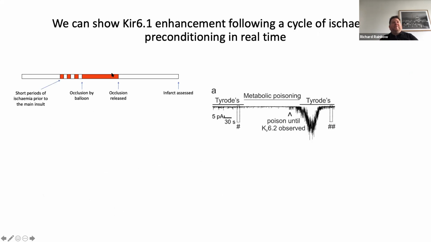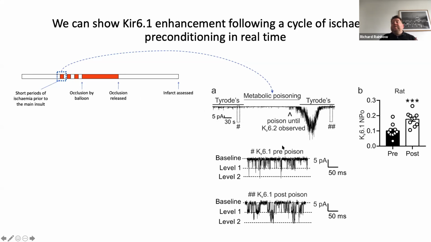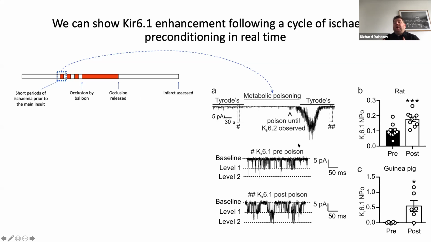If we look at these preconditioning as well, so I said short periods of preconditioning protect from a longer period of ischemia. If we do an experiment to look at that, we can show it in real time. If we give metabolic inhibition, so we activate the 6.2 channel, and then look again at the 6.1 open probability, it's much higher following a first round of conditioning, a first round of metabolic inhibition. So we're actually seeing in real time an increase in this channel's activity.